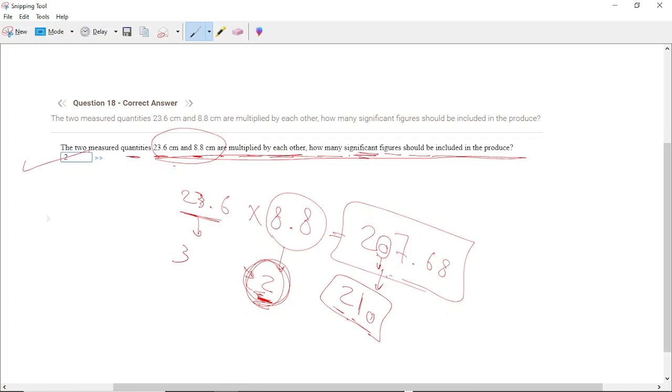But here he is asking for how many significant figures. So I have this number. So let's apply the significant figure rules. This is a significant figure, this is a significant figure, this is a trailing 0, and there is no decimal point. So this will be a non-significant figure. So I have only 2 significant figures here.